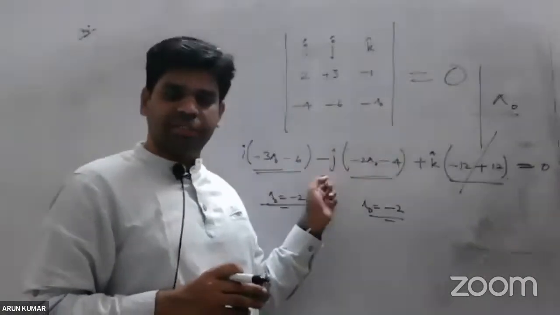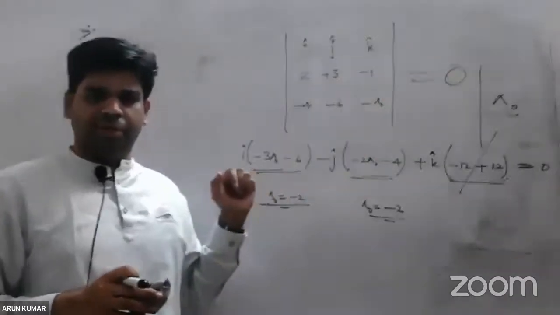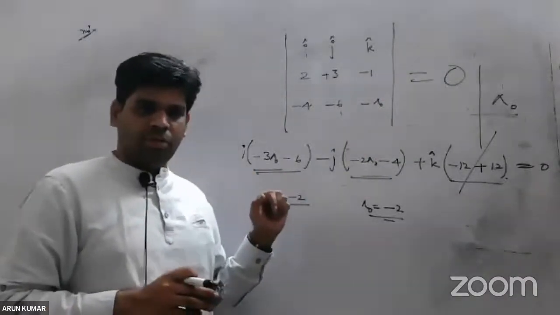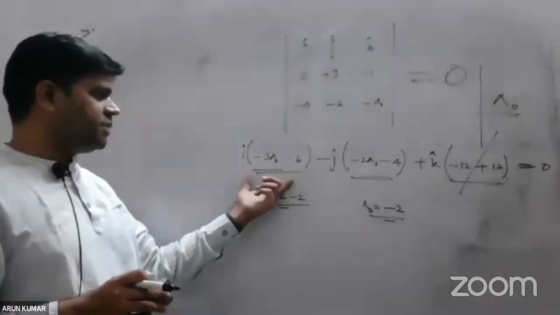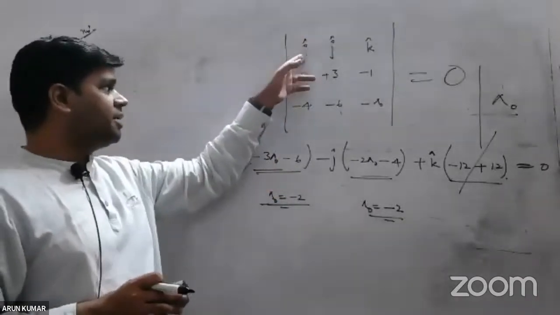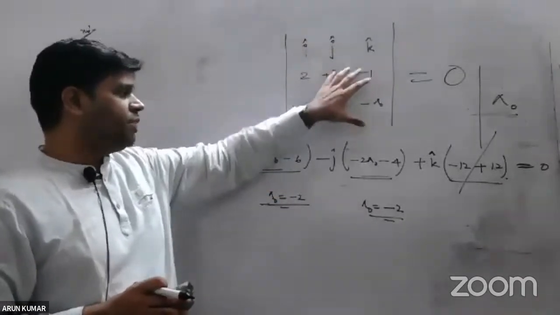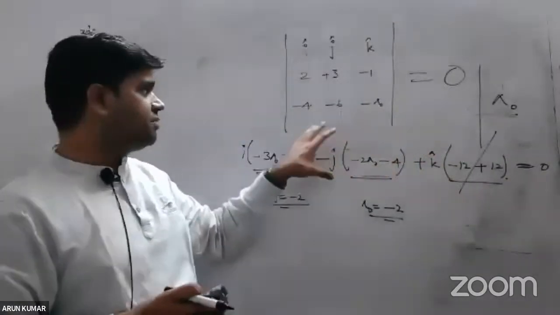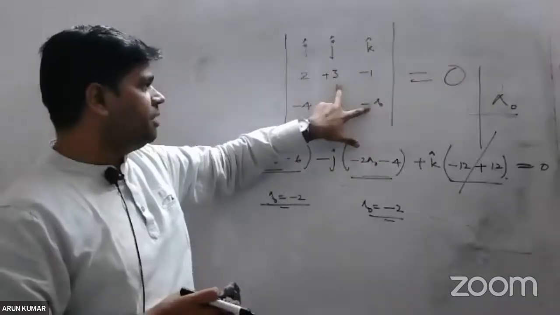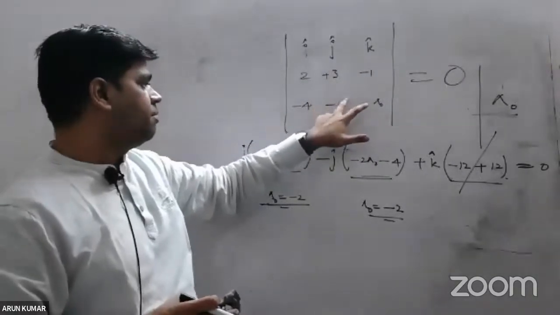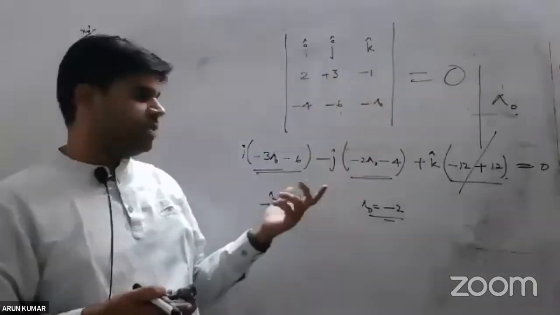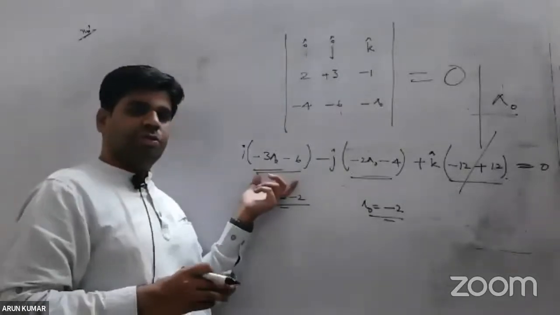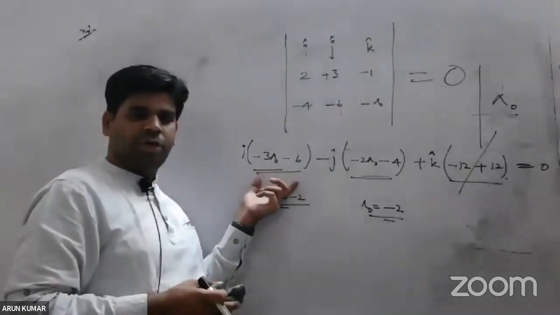Any one variable I can choose, one is sufficient. If I just take the I cap component of this one, that is sufficient for me. I don't have to go ahead with this whole thing. To save time, I'll just find out the I cap component: 3 lambda minus 3 lambda minus 6 is equal to 0. That's it, because the I component is supposed to be 0. Every component is supposed to be 0.